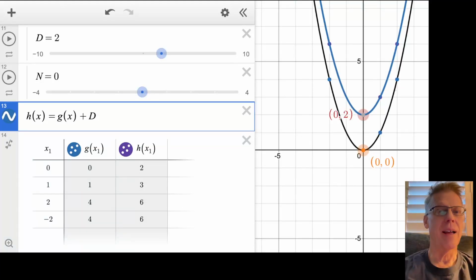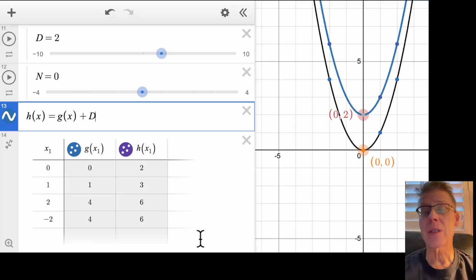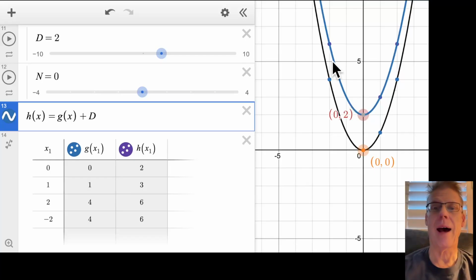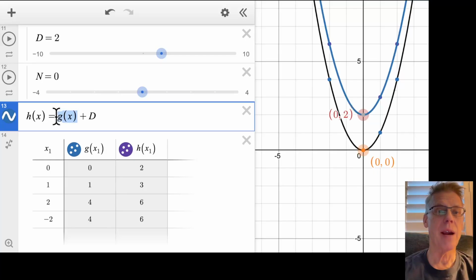All right, welcome back. Last time we looked at transforming this function by doing a vertical shift up 2 units. Our original function was y equals x squared, and we shifted it up to this blue graph, y equals x squared plus 2, by adding 2 outside of the function. So we originally had x squared, and then we added 2.